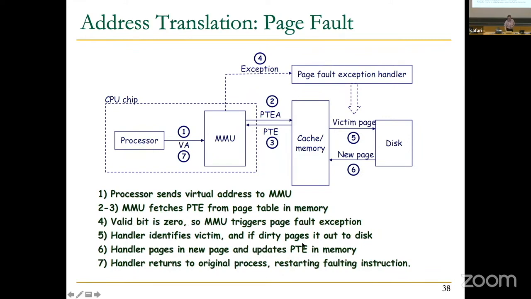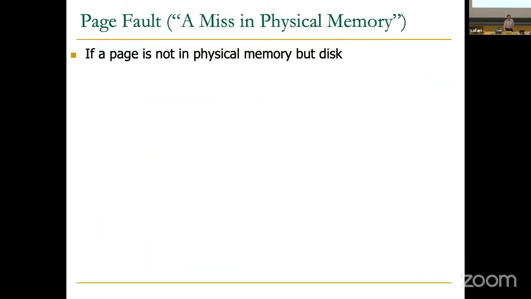Essentially, the valid bit is 0. There's a page fault exception that's triggered. Once a page fault exception is triggered, a page fault handler kicks in. Assuming the physical memory is full, it first evicts some dirty page out to the disk, for example, assuming it's going to replace that. And then the handler pages in a new page and updates the page table entry in memory. And then it returns control to the original process, restarting from the faulting instruction that caused the fault. And hopefully that gets a page hit and hopefully a TLB hit, because you filled all of those when you handled the fault. So let's take a look at how this is handled a little bit.